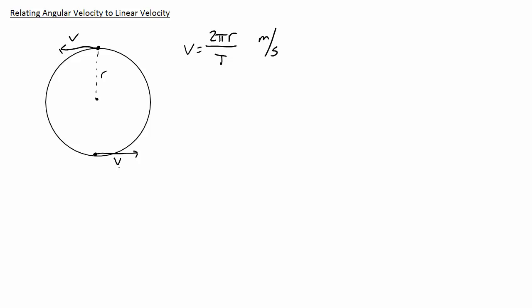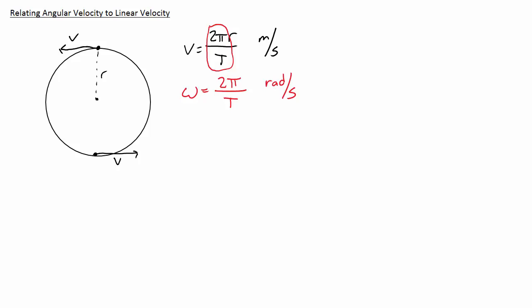In terms of angular velocity, we know that the angular velocity is the rate of change of the angle as opposed to time. So it's not 2 pi r divided by t, but the angular velocity is 2 pi radians divided by t, and that's in radians per second. If you take a look at our linear velocity equation and our angular velocity equation, you'll notice that 2 pi over t does show up in our linear velocity equation.